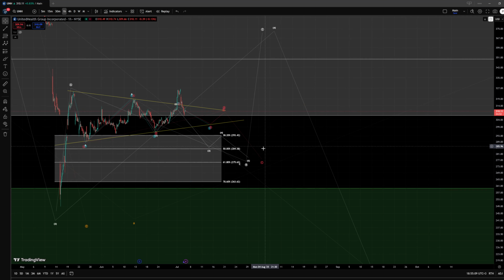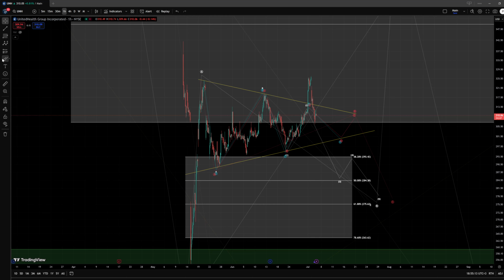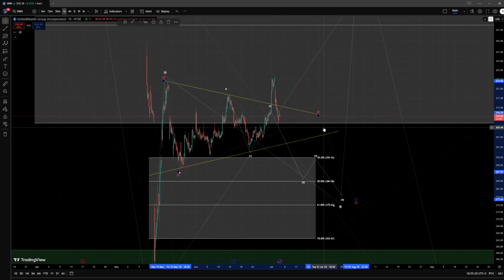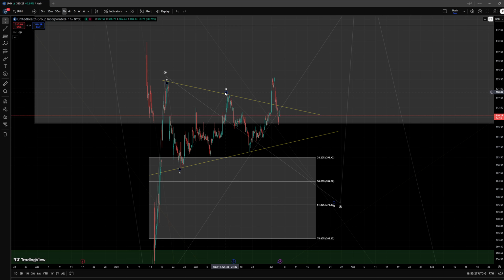Now, in the last video also, I provided you with two alternatives for the idea of a triangle, and those got invalidated very quickly, so I'm going to remove those from the chart. Also, this one C wave to the downside got invalidated with this latest move up, and now we are left with two scenarios, and one of them being that we yet again reset this B wave a third time, or actually reset it only a second time.